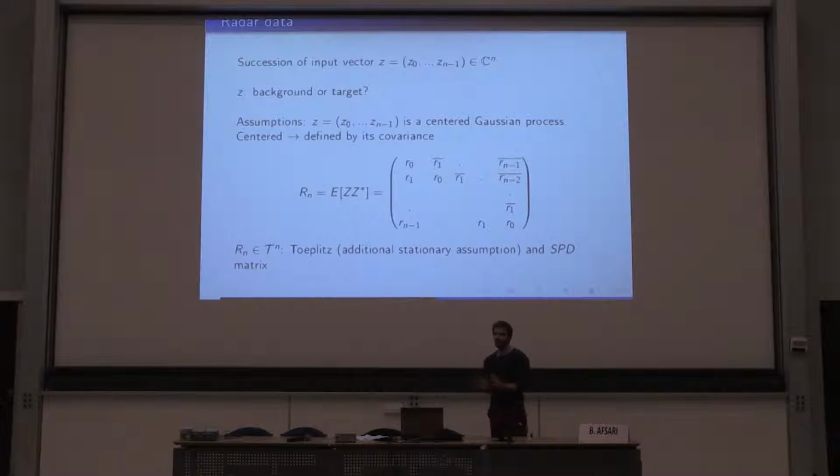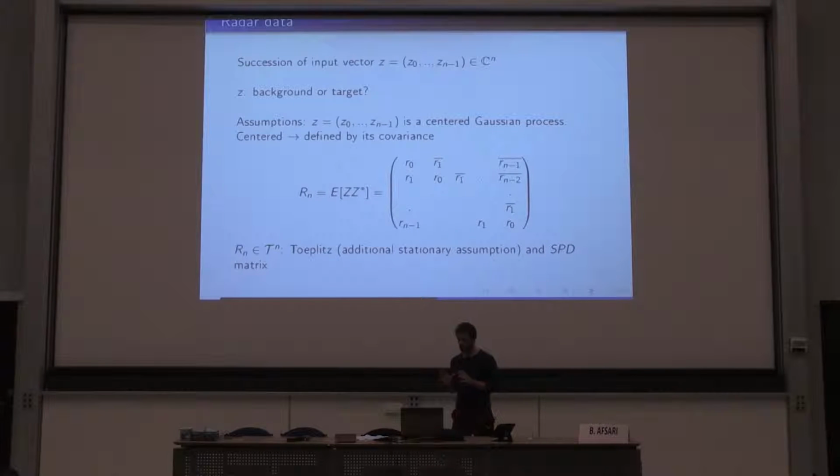Now I will present a potential application to radar data. The radar data are composed of a succession of inputs, Z, which are vectors of C to the power n. And now the natural question is, Z, is it a reflection from the background, or is it a reflection from an interesting target? And then we might want to do some classification over the vector Z.